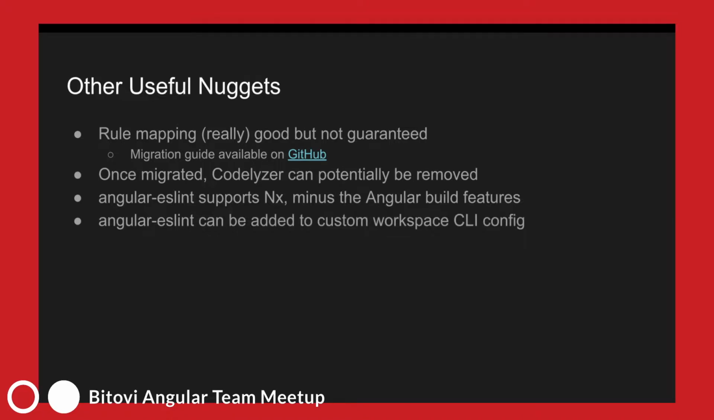If you have a custom CLI workspace configured in your environment, and you are tired of running these schematics every time you make a new project, you can add ESLint as a default CLI rule to get some of those built-in features for setting up ESLint on a project by default that used to come built into the CLI. Maybe one day that'll come back. In the meantime, if you want to set that up on your own machine, that is an option.